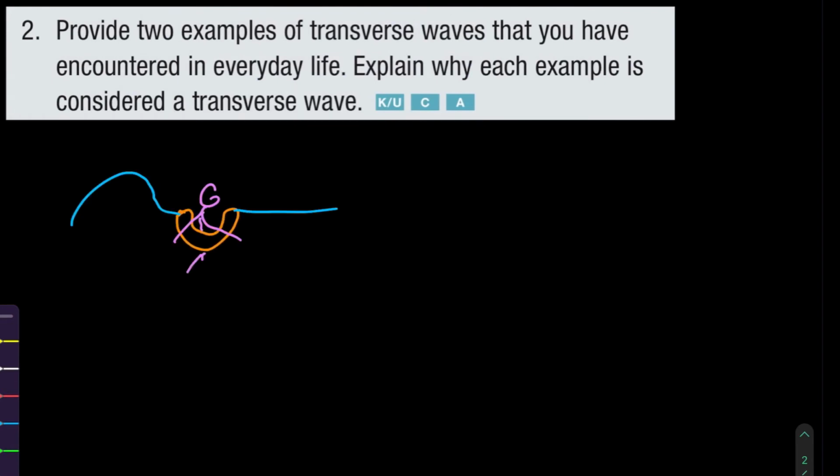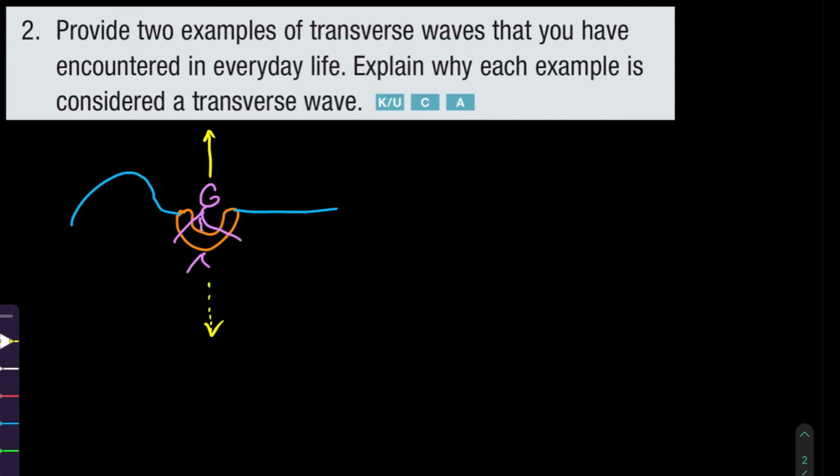And here we have a person on the water, and as the water comes to the right, this particle, or the person, is just going to bob up and down. So this will be an example of a transverse wave: a person bobbing up and down as the waves are passing through.